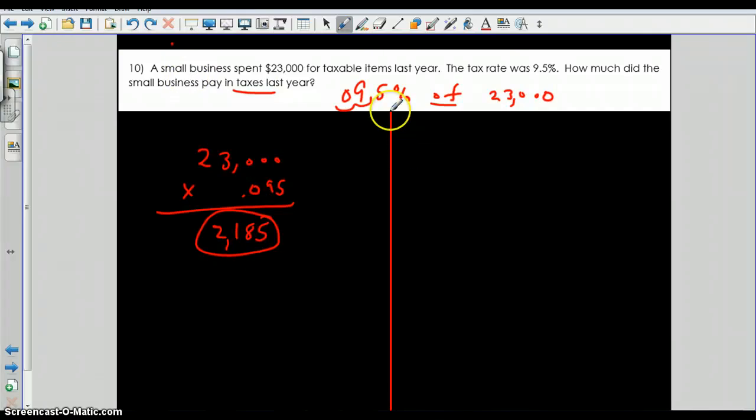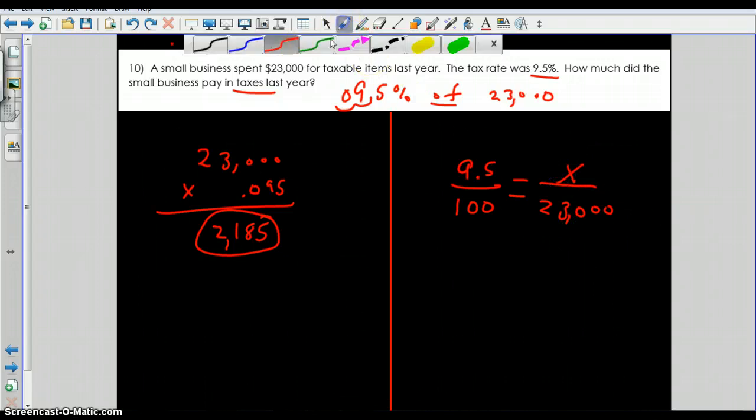The other method is to use a proportion. For that, you just remember, all right, well, it's 9.5%, and percent means out of 100. Notice I didn't move the decimal because we're making it a fraction or ratio. So we just put 9.5 over 100. So that means if they made $100, their tax would have been $9.50. But they didn't make $100; they made $23,000.